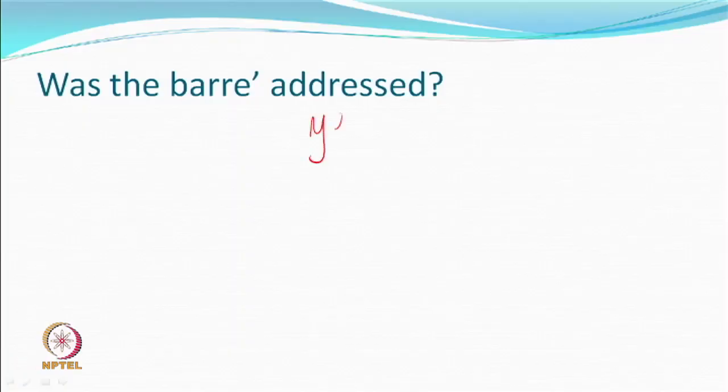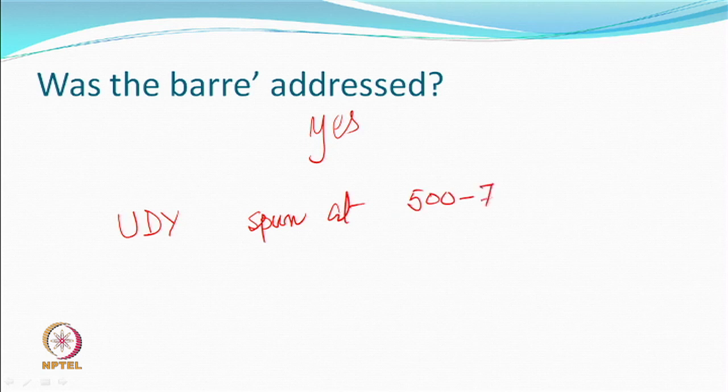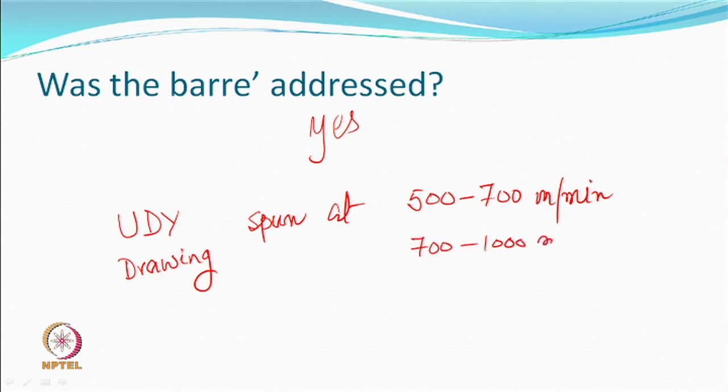But there were some issues which were also raised. One issue was addressed, let us say yes. The other issue was that the so-called undrawn yarn was being spun at 500 to 700 meters per minute. This is how the spinning was being done, for nylon, polyester, things like that. Then the drawing was being done by somebody else, at around 700 to 1000 meters per minute.